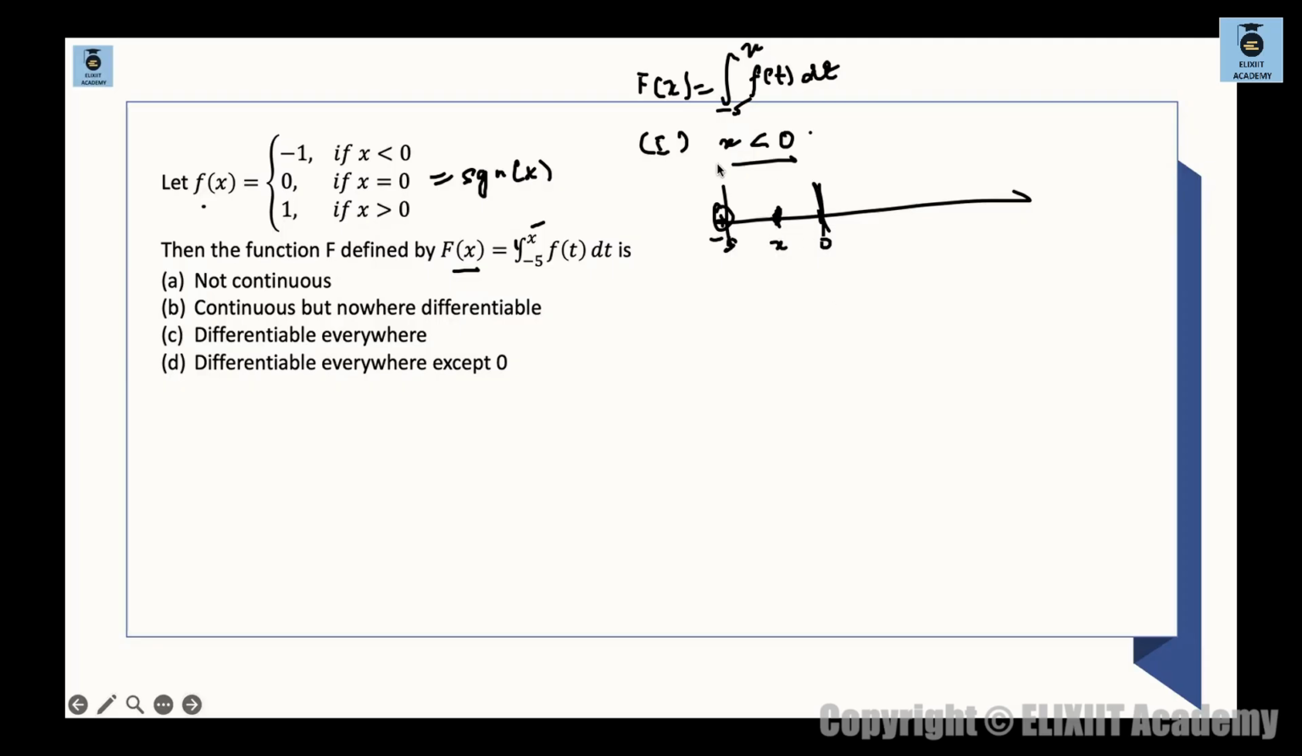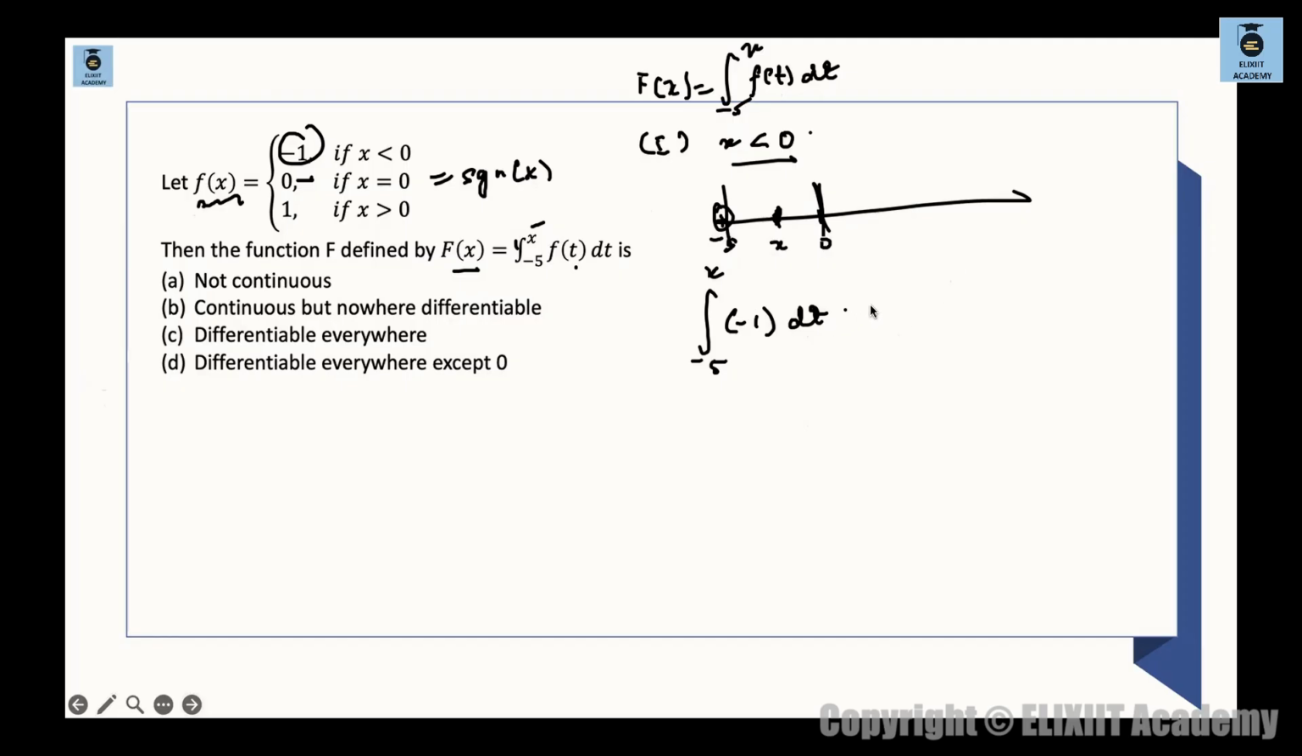So when x is less than 0, f(t) will be clearly minus 1, because f(x) is this thing. Basically you want to consider t because they are using t over here, since x is stuck in this integral, so they are not using the same variable. So if x is less than 0, f(t) will be directly minus 1. So here the integral will be minus 5 to x, not minus 5 to 0. We are having minus 5 to x as the limit, and f(t) in this case will be minus 1. So integral of minus 1 dt. This is the function when x is less than 0.